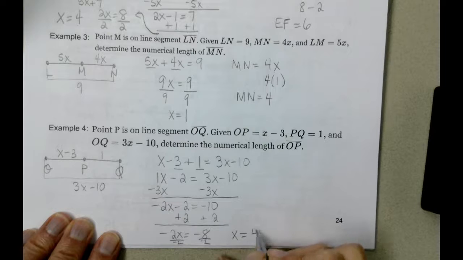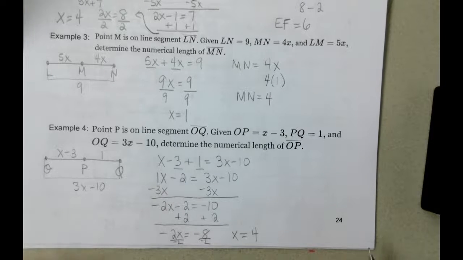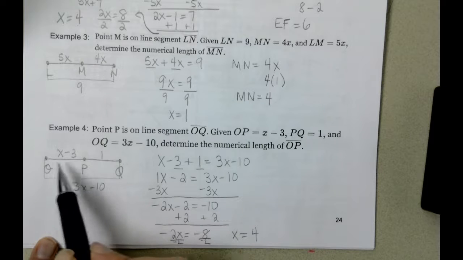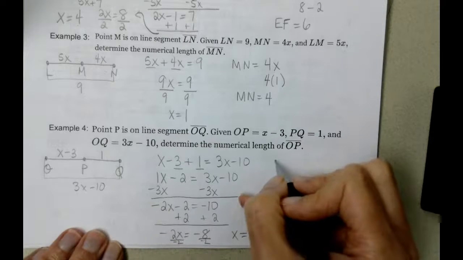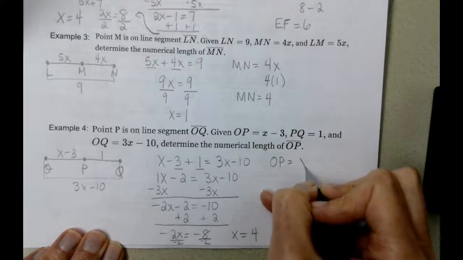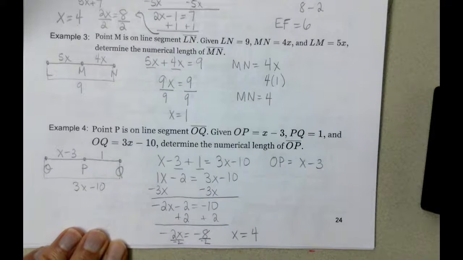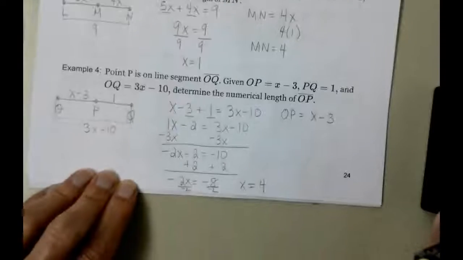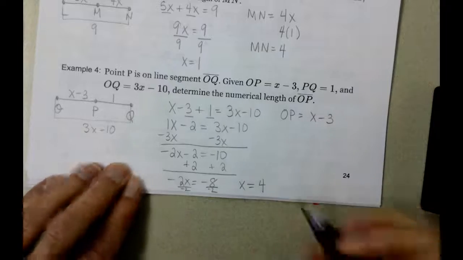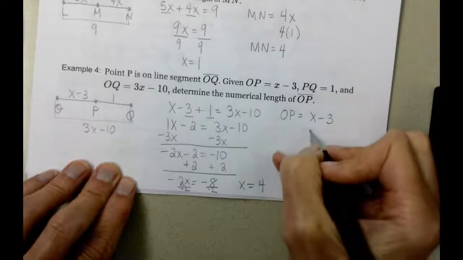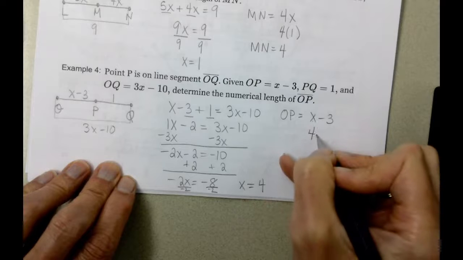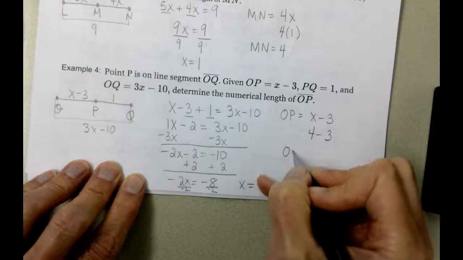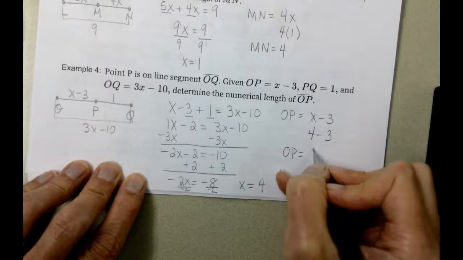x equals 4. And now what we want to know is the numerical length of OP. Well, OP equals x minus 3. So we're going to take our value of 4 that we just found, and fill that in for x, substitute it in for x if you prefer, and 4 minus 3 is 1.